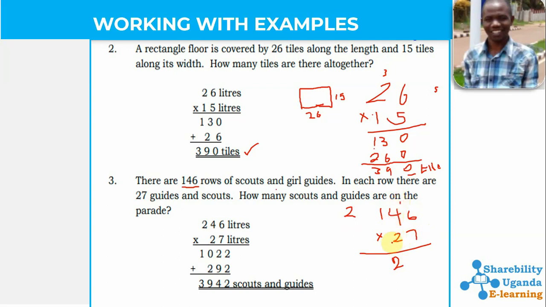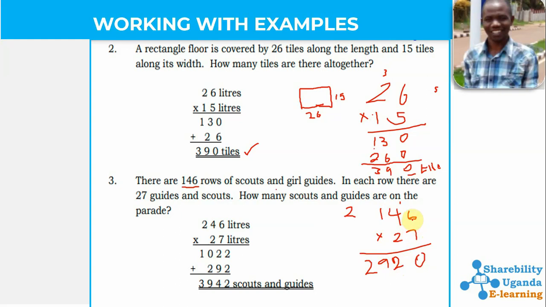2 times 4 is 8 plus 1. This becomes 9. Then we say 2 times 1, we get our 2. So this becomes 0.